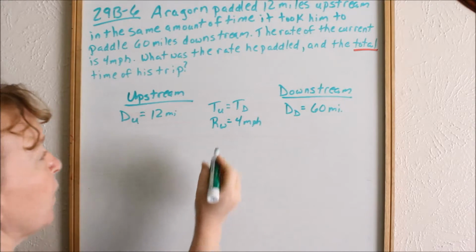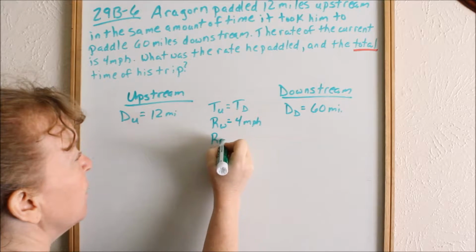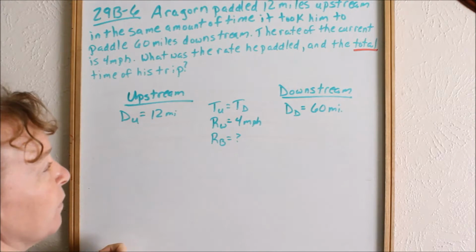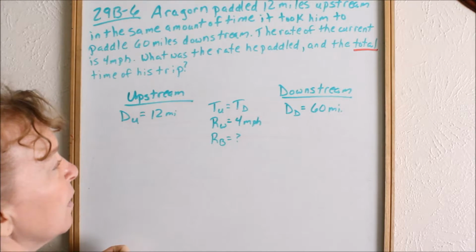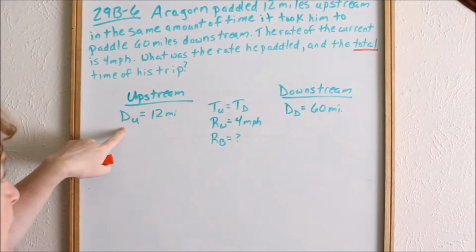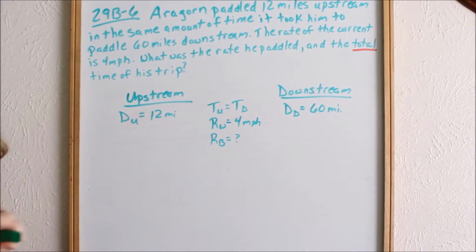Then it says, what was the rate he paddled? That's the rate of the boat. We don't know that. And then the total time for the trip. So we want to know the total time. So let's just look at upstream and go back to upstream.